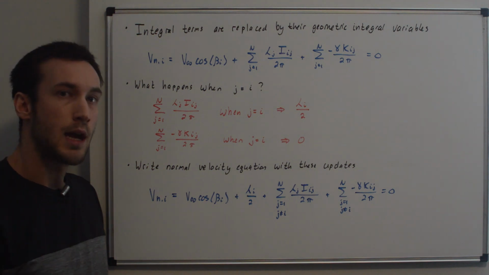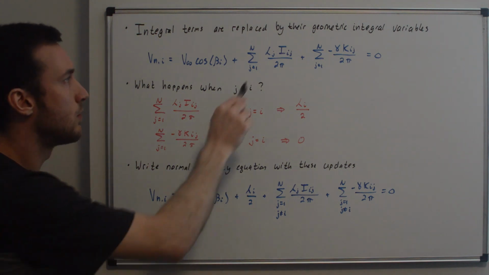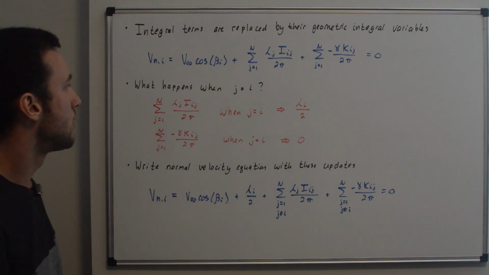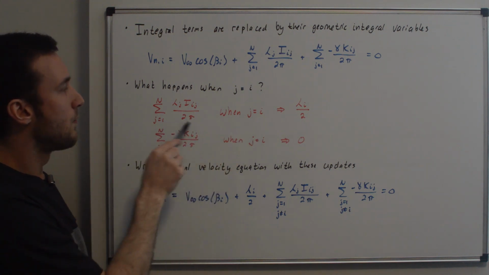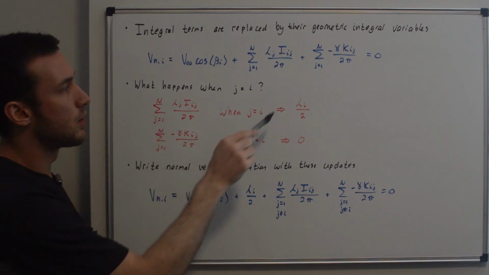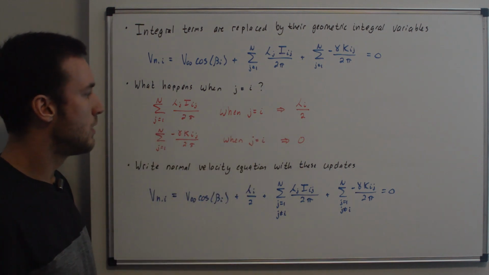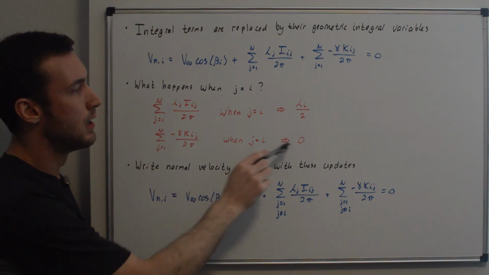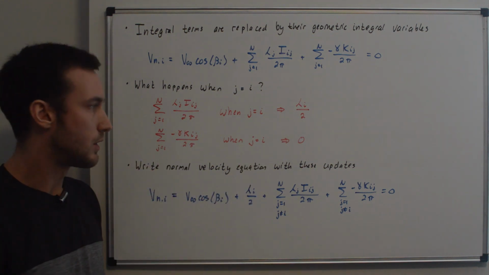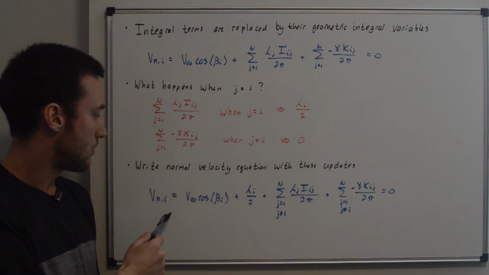Now we just need to see what happens when j is equal to i when we're going through these summations here. So for the source panel term here, when j is equal to i, this whole term goes to lambda i over 2. And then for the vortex panel term, this whole term when j is equal to i goes to 0. So we can simply just update this equation as shown down here.